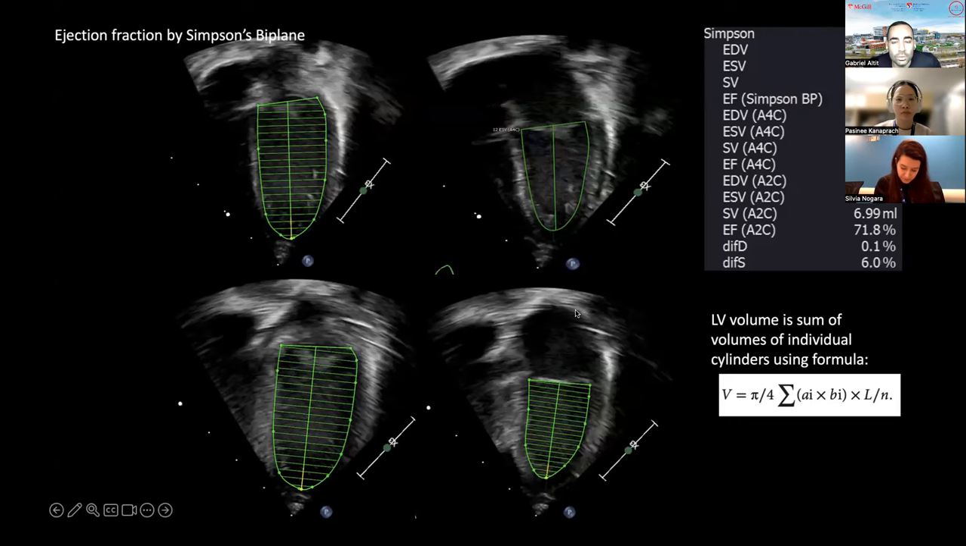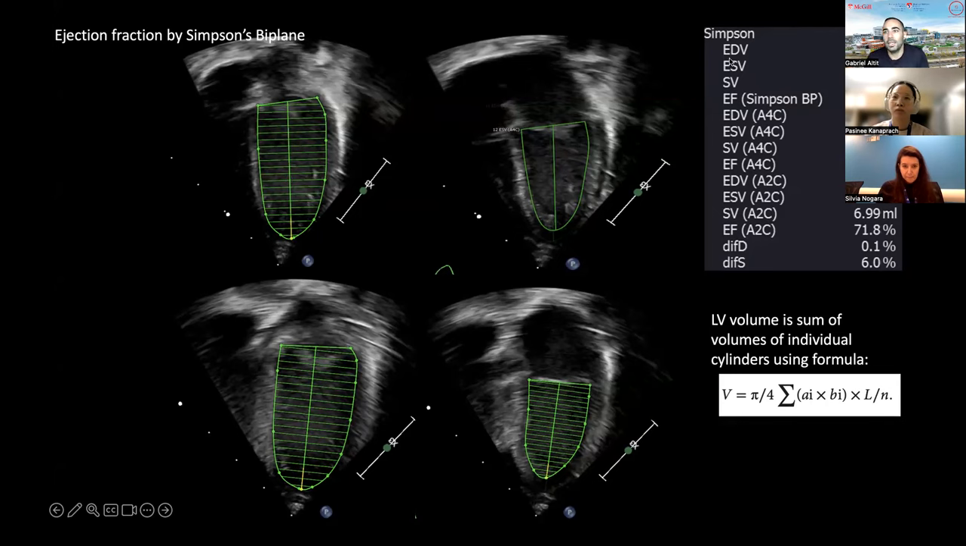So we can use the four chamber here and the two chamber here to create discs. If I do it only in one view, the machine will assume that the diameter is a perfect circle, versus if I do it in the two views, it will adjust the diameter of the disc to be an oval. And if I do tons of discs, I think if I remember well, the equation is always going to be based on 20 discs, it's going to measure all these discs together and create a volume.